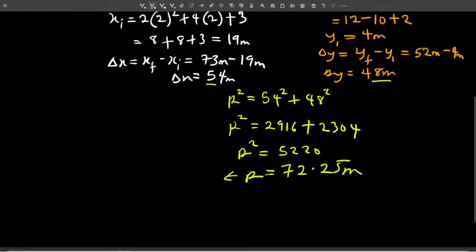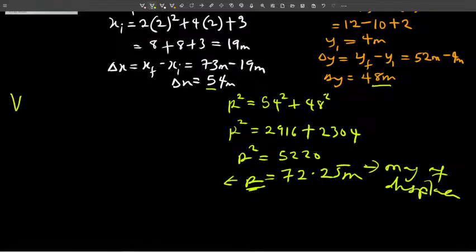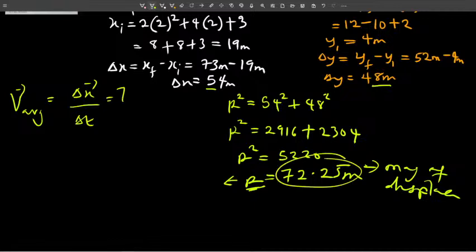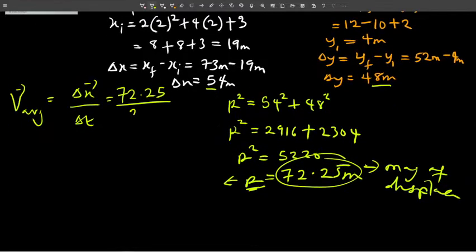The average velocity. So I think this is clear. This is the magnitude of what? Displacement, as magnitude, mag of displacement. So we have to find the average velocity. Don't forget that V average is displacement over what? Over change in time. What's displacement here? We just got the value to be 72.25. And what is the change in time? That's 5 minus 2. That will give me 3.